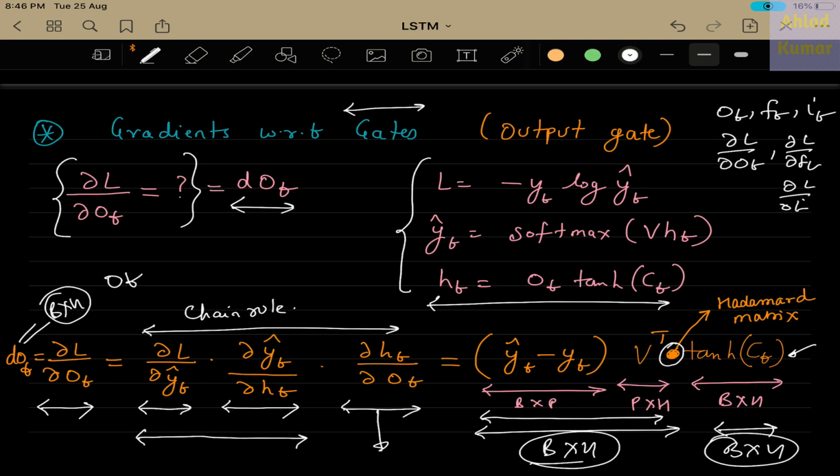So if you want to code this in Python from scratch, then you have to make use of these equations to derive the backpropagation equations which are given over here. Okay, so now we have discussed the derivative of the loss with respect to OT.